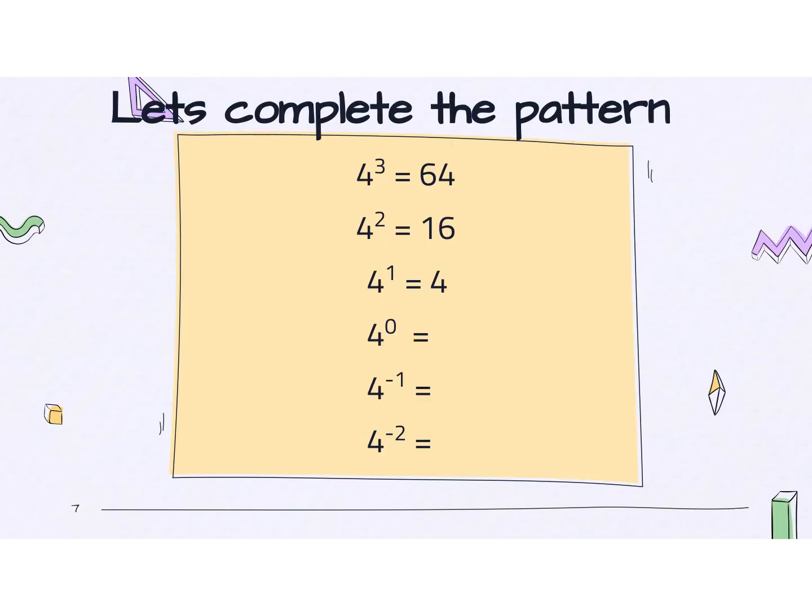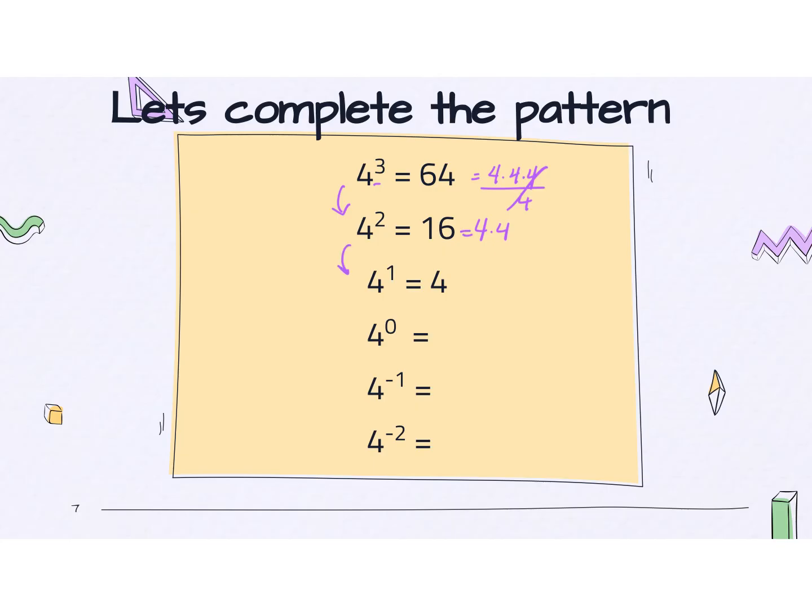Let's take a look at the evolution of the exponent going backwards, all right? So when we head down our list here, we have 4 to the power of 3. That's 4 times 4 times 4, which gives you 64. We are getting rid of an exponent. We are dividing by 4, which gives us 4 times 4, okay, and then that gives us 16.